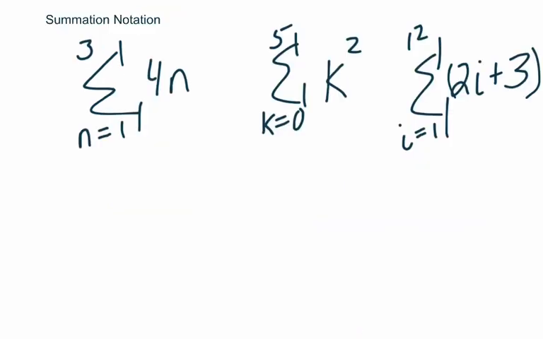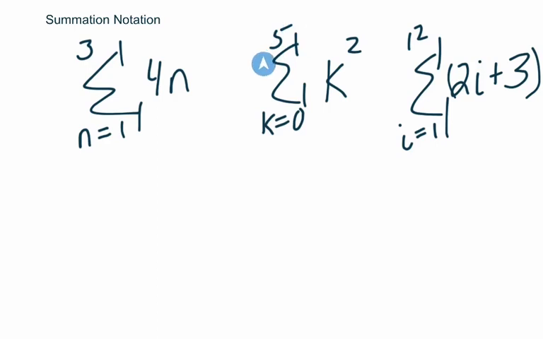And it is implied that you will count up with integers, okay? So you're never going to deal with like 1.5. So in this expression here, the lowest that n can be is 1. The biggest that n can be is 3. And so if you count by integers, that means n could be 1, n could be 2, or n could be 3.